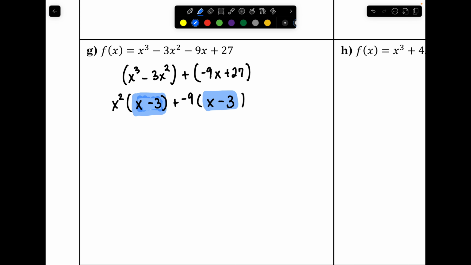Now, having done that, we're going to use the greatest common factor again, because this is a term right here, and this is another term. We're going to factor out that common factor of x minus 3. What's going to be left in these two terms is simply the x squared term, and this term here, plus negative 9, which is the same thing as minus 9.